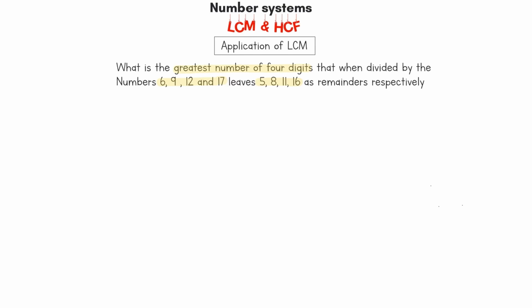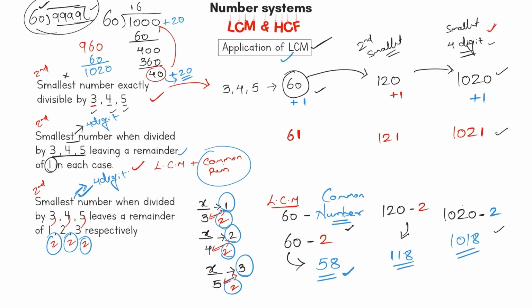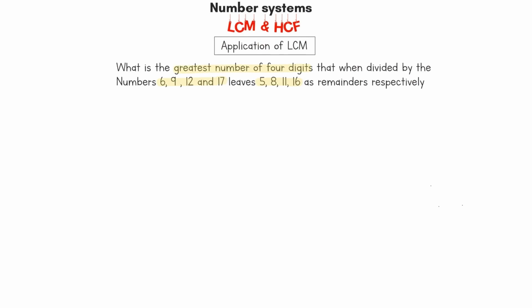Okay, so what is this type? This is the last type that we have done: smallest number when divided by 3, 4, 5 leaves a remainder of 1, 2 and 3 respectively. What do you see here? You see the difference: 3 minus 1, 2, 4 minus 2, 2, 5 minus 3, 2. Eventually you find out the LCM of these 3 numbers and you subtract the difference. In case a 3 digit or 4 digit number is asked, you find out that number and subtract the difference. That's what I'll do here as well.